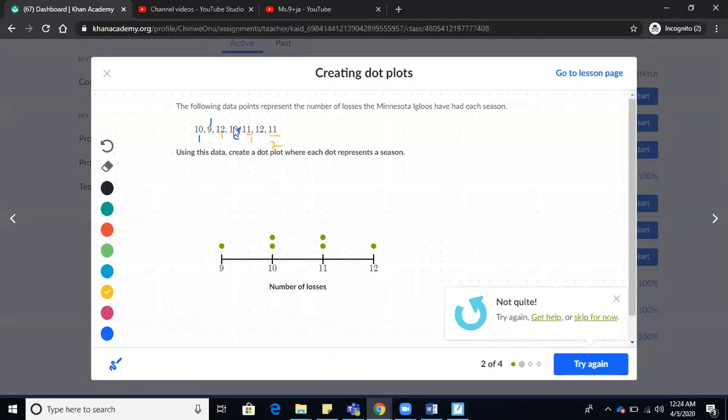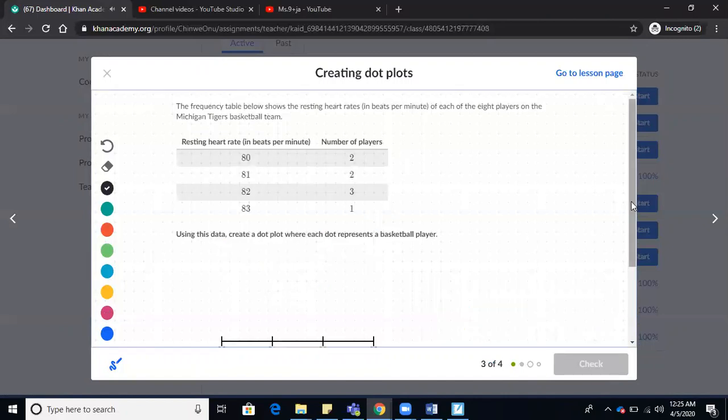Okay, so it said not right. What did I do wrong? So I'm just going to go back over here and see. I'm sorry, it was 2 for 12 because I have 1, 2 right here. So I need to click 2 dots in my answer.